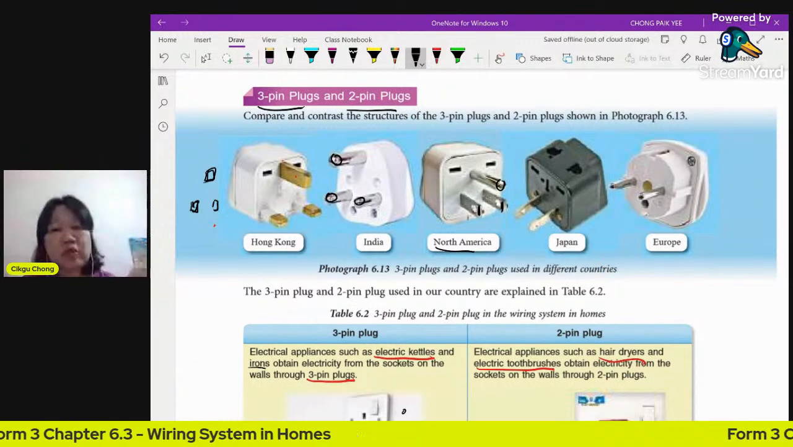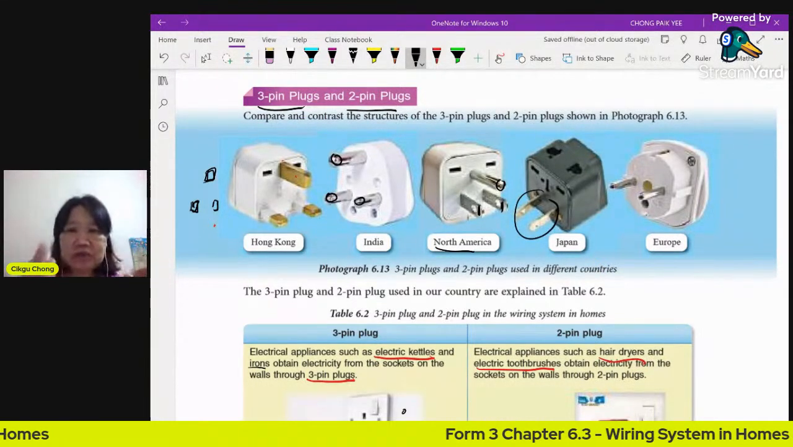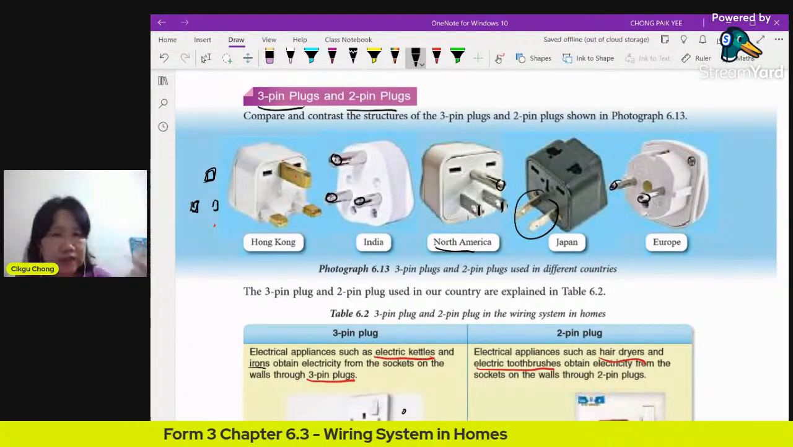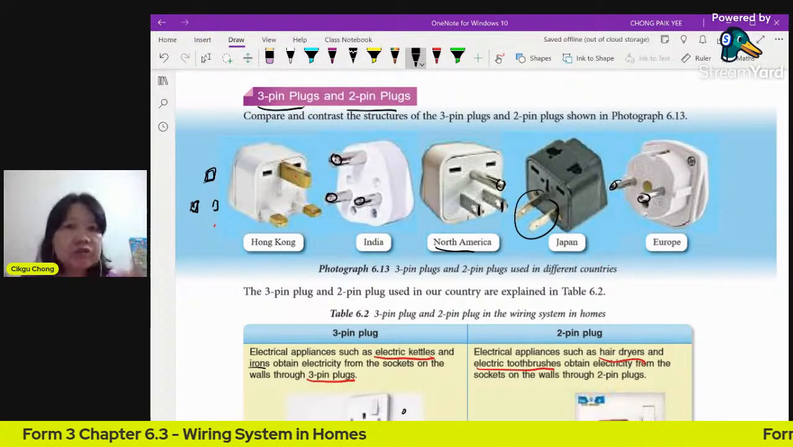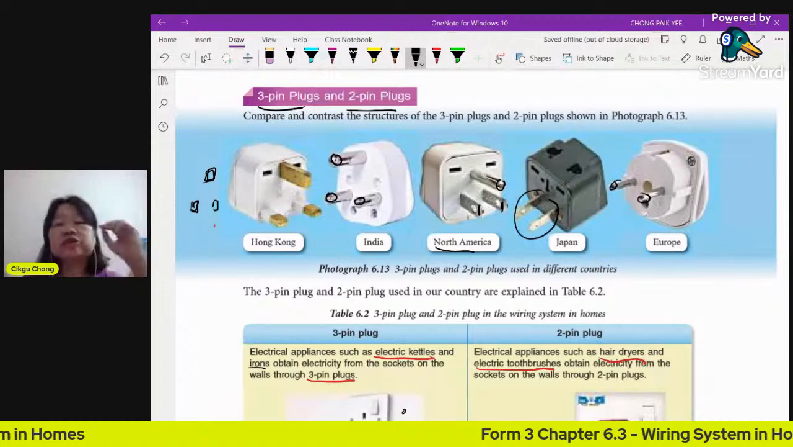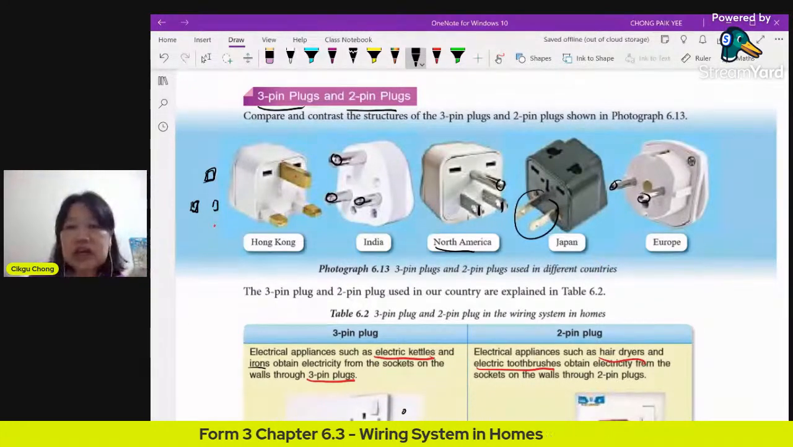See, every country has their own system. Japan is like this, just 2 like that. Or maybe you have an additional one. And Europe is round. So you can see different types. So when you go traveling, I'm sure you've gone overseas before, with your parents and so on. Usually when you need to go overseas, you need to charge your phone, you need to charge your devices, you have to bring an adapter.